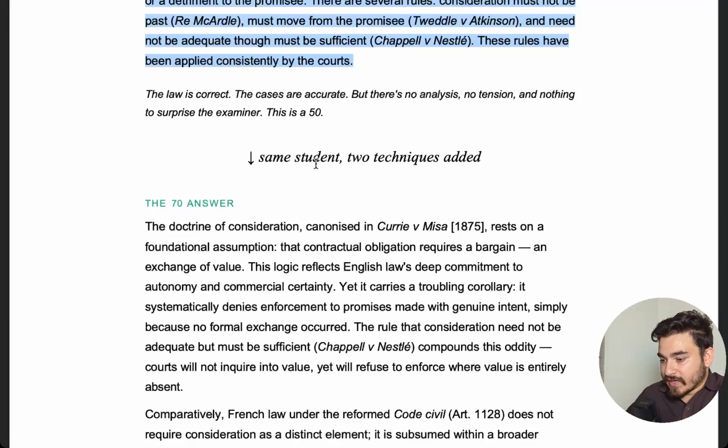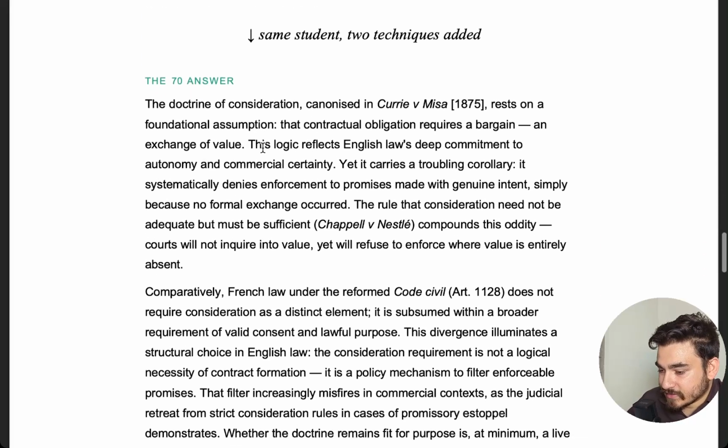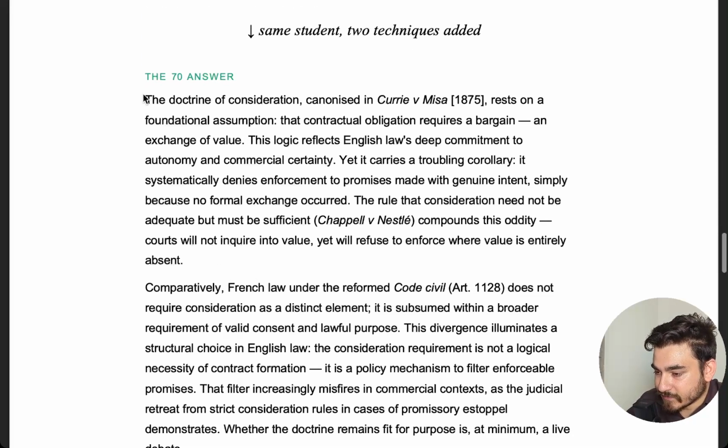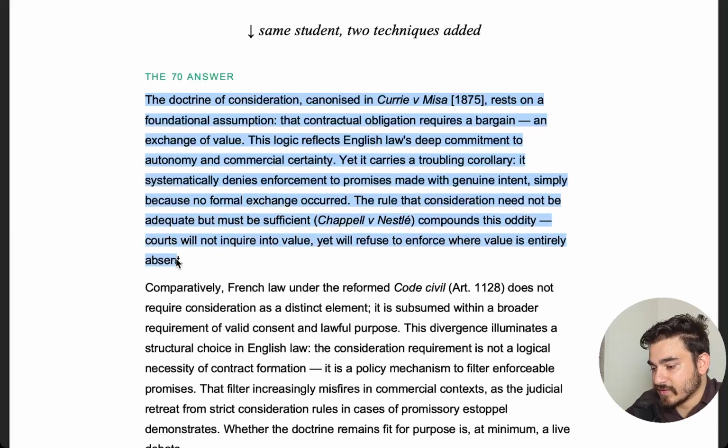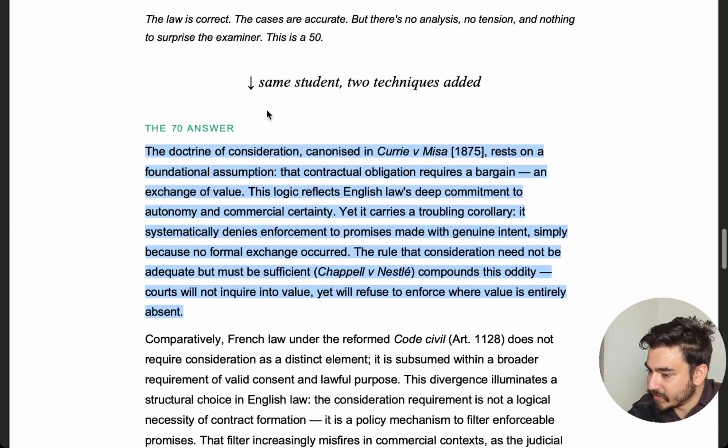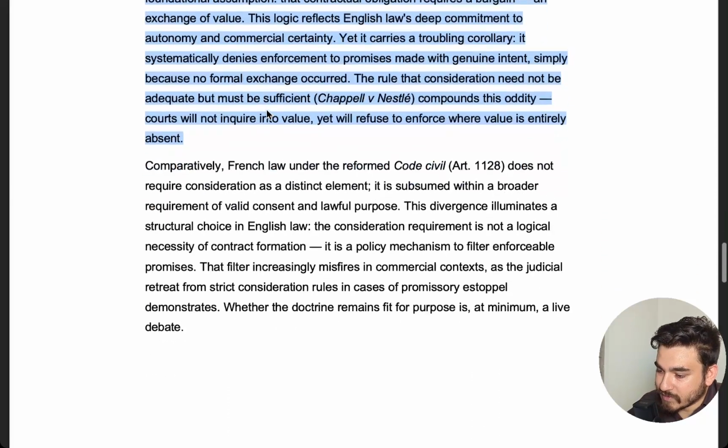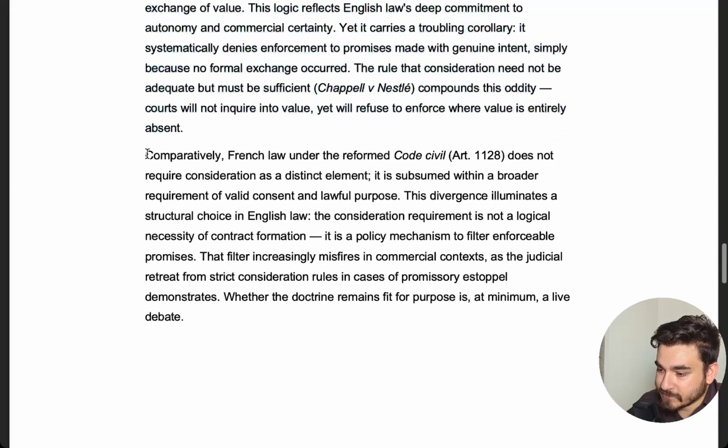So now let's look at the grade that got a 70. Now you can look at the first paragraph, which will resemble the one who got a 50. They're very similar to one another. But here's where the game changes.